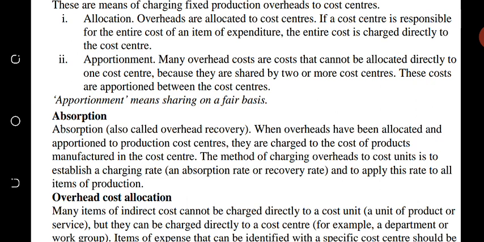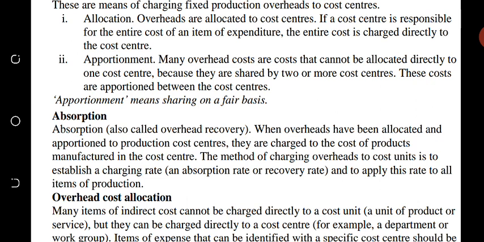So we are saying apportionment means sharing on a fair basis. Now when we say apportionment, it means when you incur a particular cost, but the cost is not incurred on a particular cost center. There will be three or different cost centers.